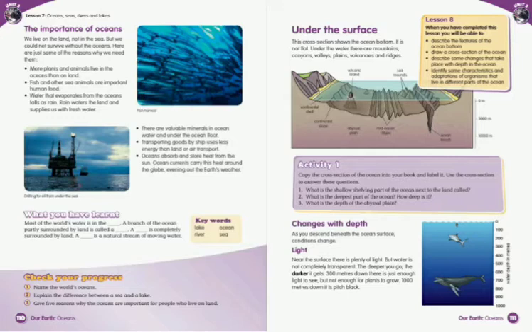Changes with depth. As you descend beneath the ocean surface, conditions change. Light. Near the surface, there is plenty of light, but water is not completely transparent. The deeper you go, the darker it gets. At 300 meters down there is just enough light to see, but not enough for plants to grow. At 1,000 meters down, it is pitch black.